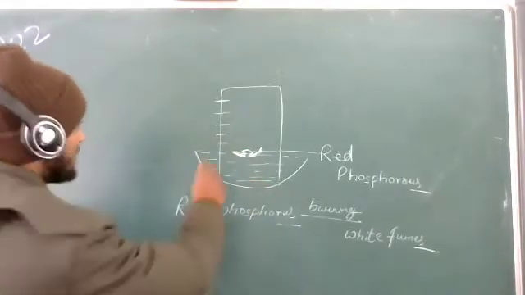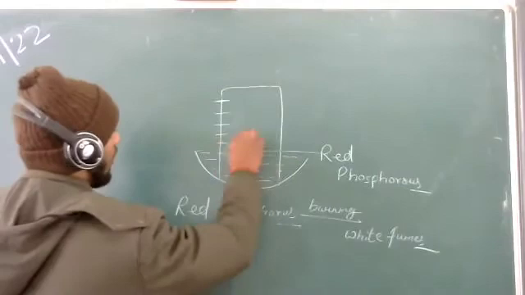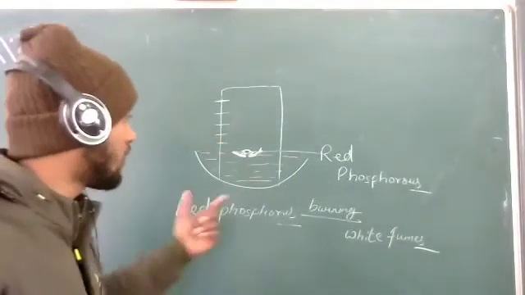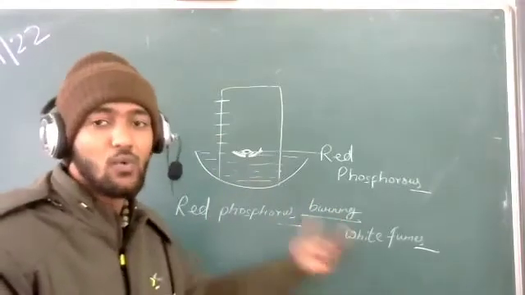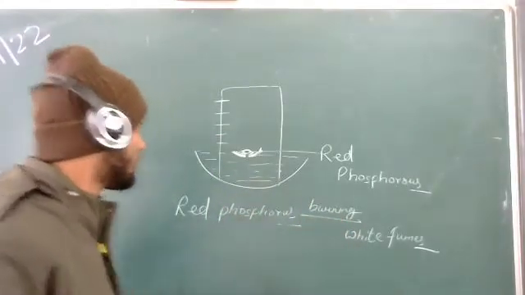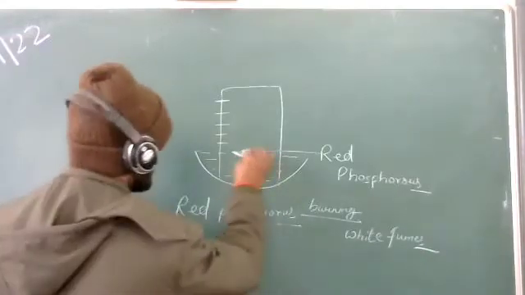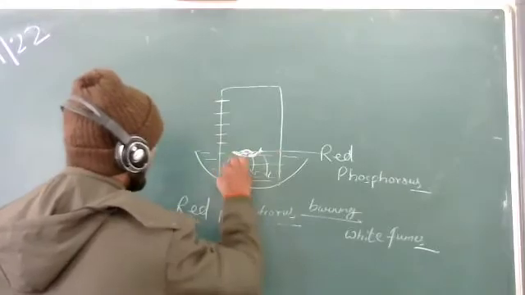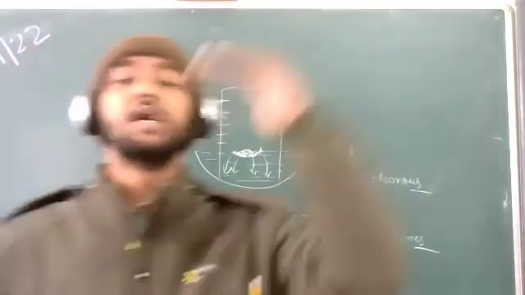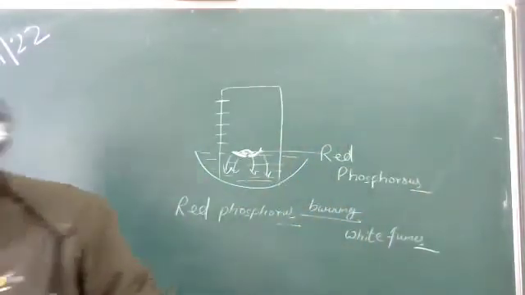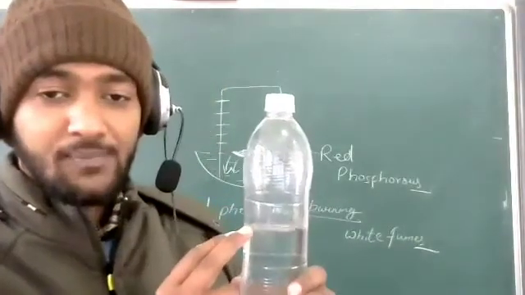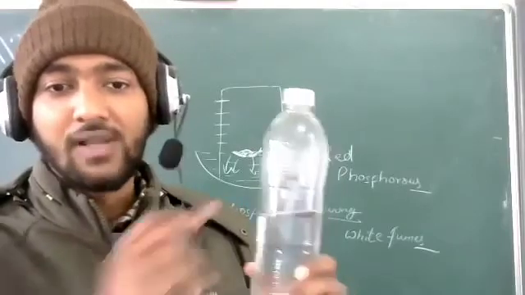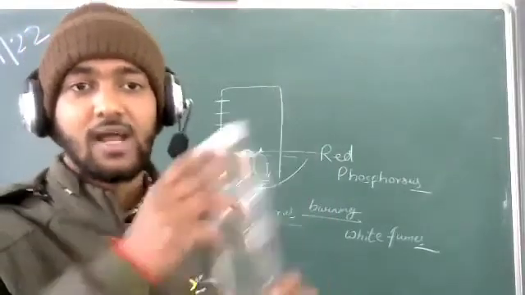So as you cover with the bell jar, all the oxygen will be consumed in the burning of this red phosphorus, and the red phosphorus after burning will change into white fumes. What you observe is that the white fumes dissolve in water, and what happens? The water level rises. Just take a case: if there is water in this bottle, and suppose we put in something, stone or sand, what happens? The water level will rise up.